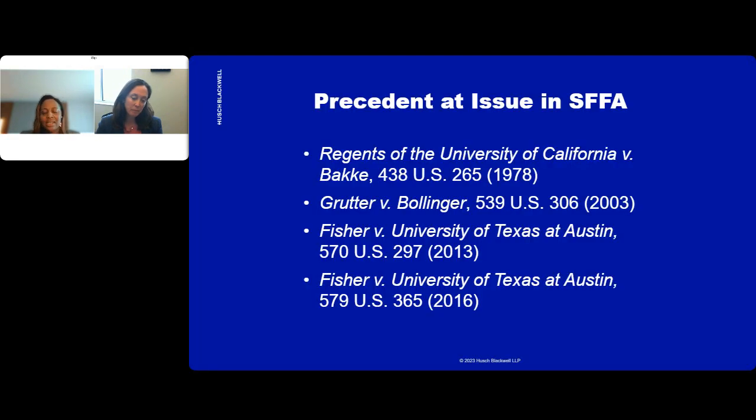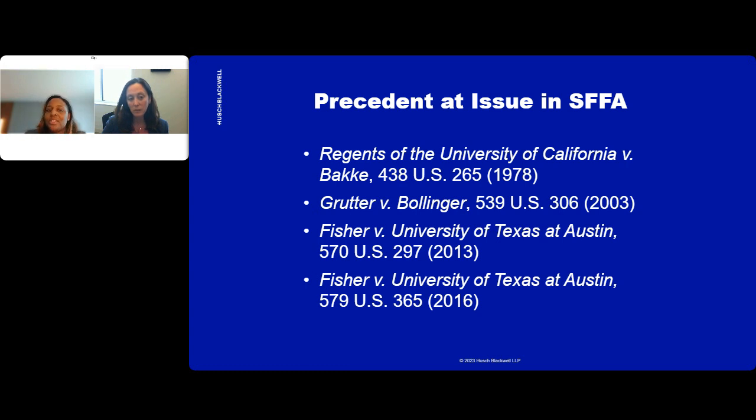So some of the precedent at issue. We have the Regents of the University of California versus Bakke. In that case, we had a 35-year-old white man, Alan Bakke, who had applied for admission twice to the University of California, Davis's medical school, and he was denied both times. On the ruling in the case, the court ordered his admission into UC Davis and validated UC Davis's special admission program and held that universities can consider race in their admissions process to a certain extent.